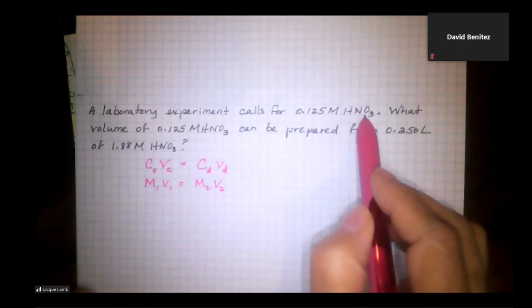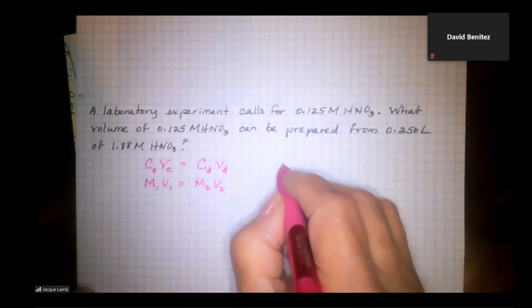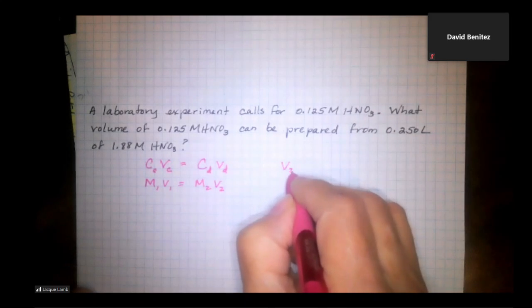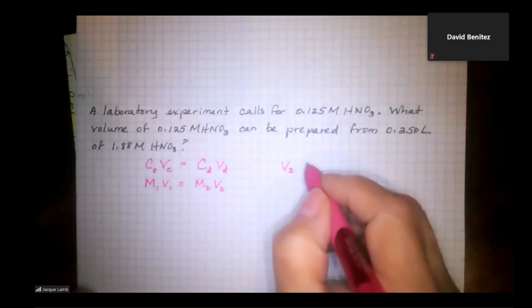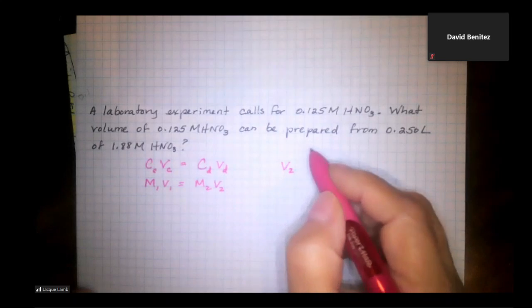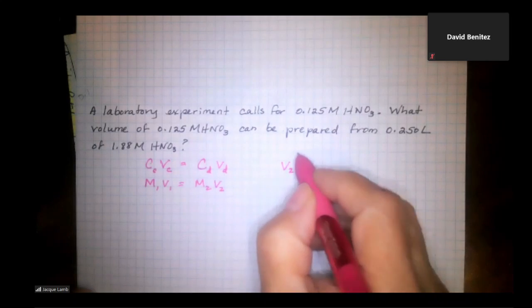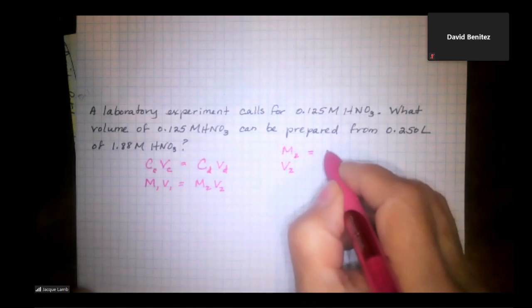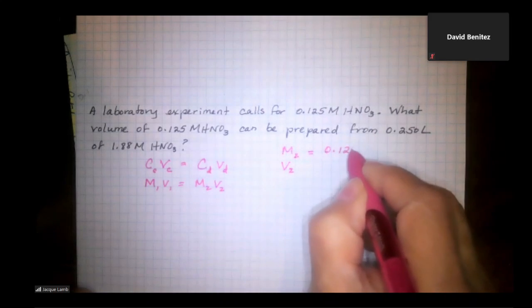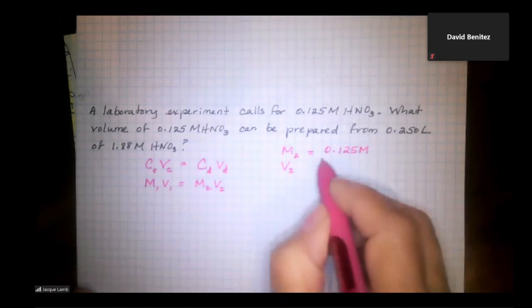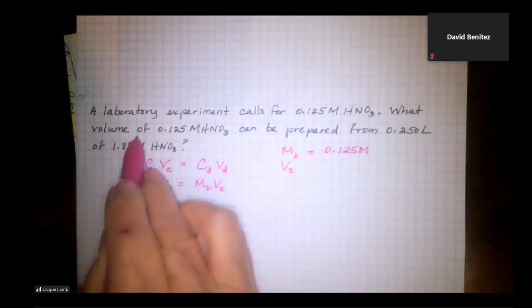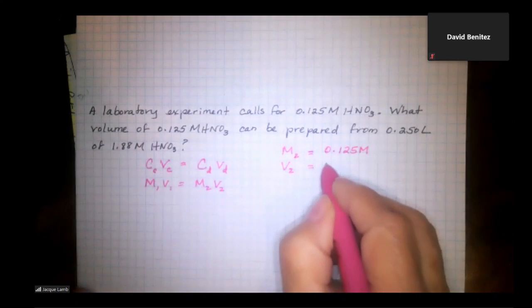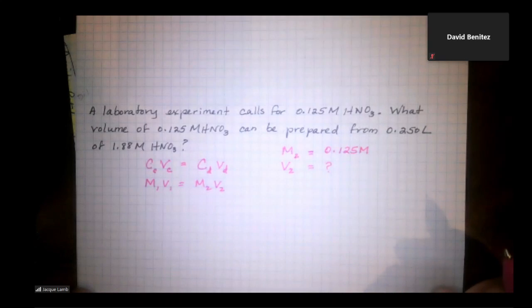0.125 molar nitric acid, that's what our target is. So that's our V2, or our dilute volume, dilute concentration. So our molarity in the second instance is equal to 0.125 molar. And we want to know how much of that we can create, what that volume is. So we're looking for V2.